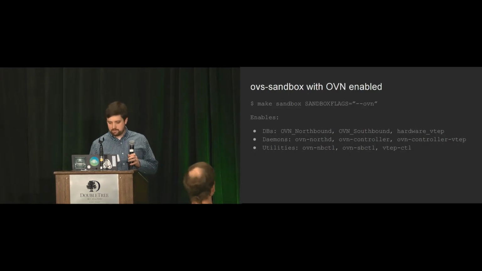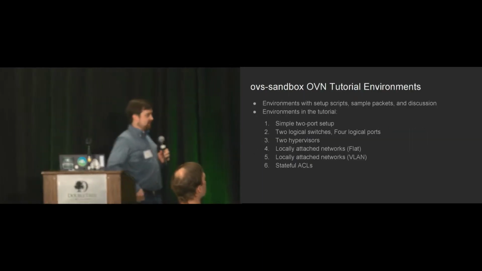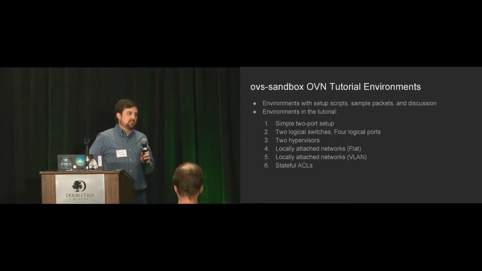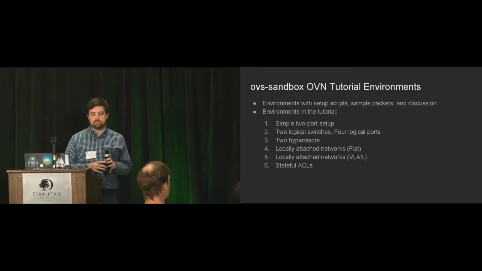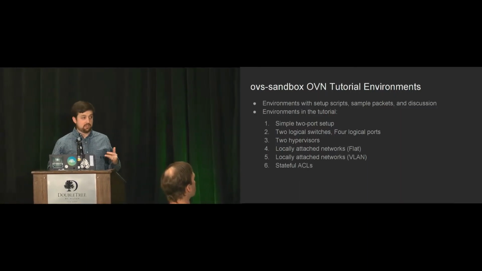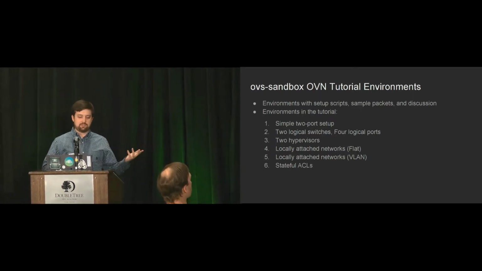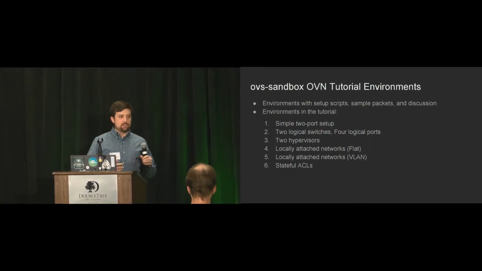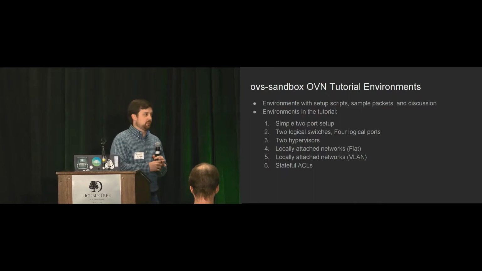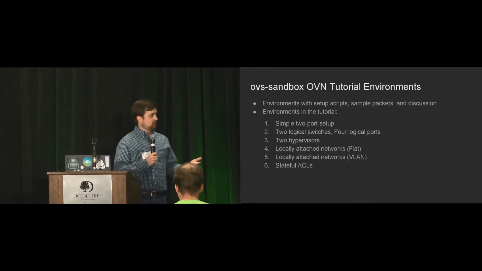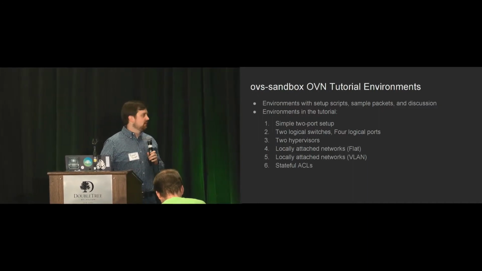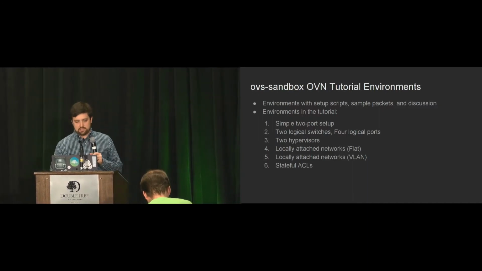And so what the tutorial does is it goes through a bunch of sample environments. I tried to come up with basically the simplest examples I could that demonstrate some feature of OVN. So the very first one is just a single logical switch with two ports on it. But then it could be two logical switches with two ports on each of them to show how two networks are isolated from each other. Or what does it look like when you have two hypervisors? Or how do we model connecting to a network that's locally attached to a hypervisor? And then, of course, the stateful ACLs for security policies.